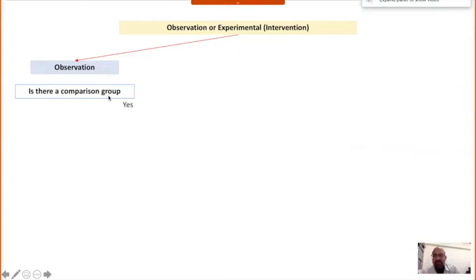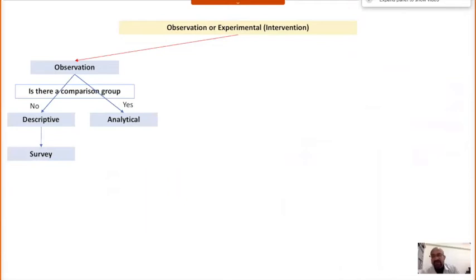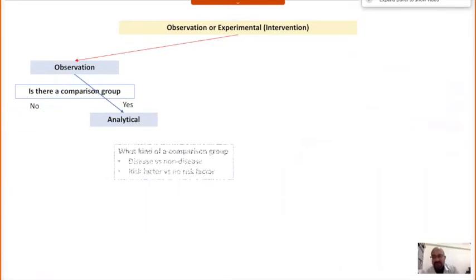Is there a comparison group? Yes or no. If there is a comparison group, then it is called an analytical study. If there is no group to compare and there is only one group, then it's called a descriptive study. Beyond this, if it's a descriptive study, it's largely a survey. And if it's an analytical study, you need to see what kind of comparison group it is.